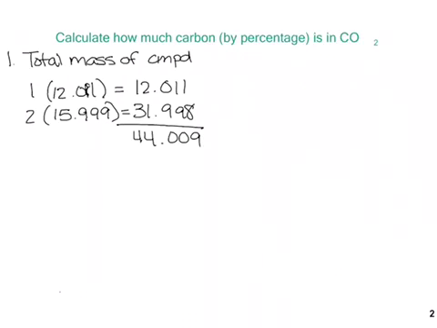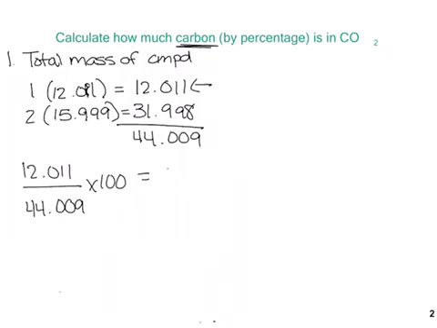And so since it's just asking for how much carbon by percent, we only have to worry about putting the 12.011 in the numerator over the total mass of the compound times 100, and you get 27.29% of that compound is carbon.